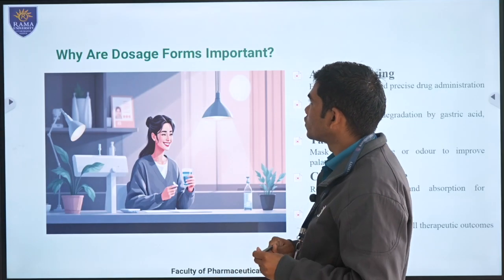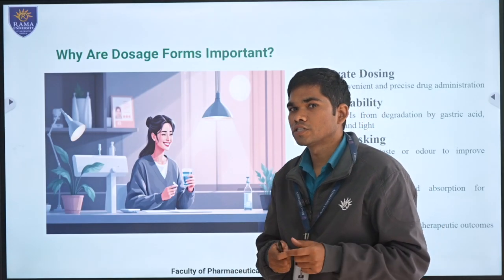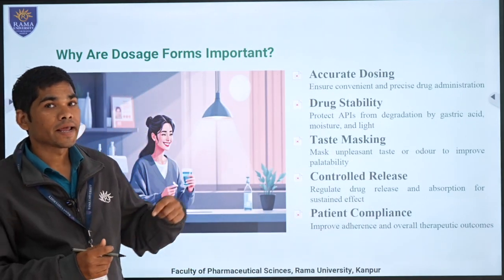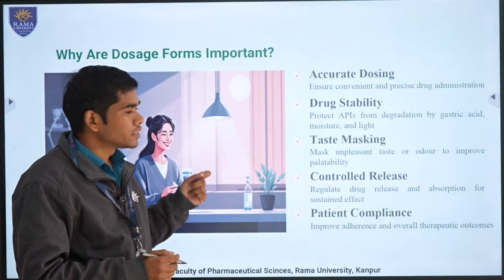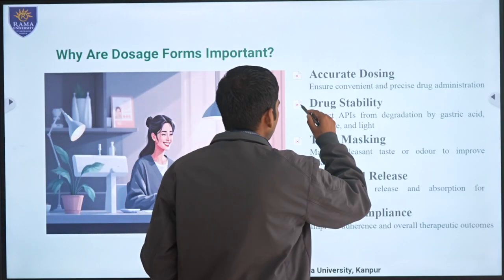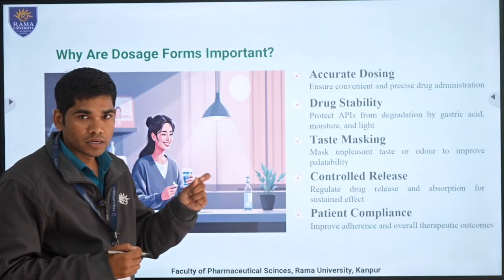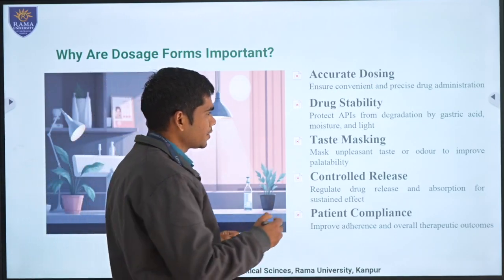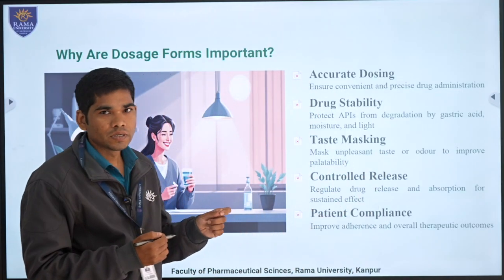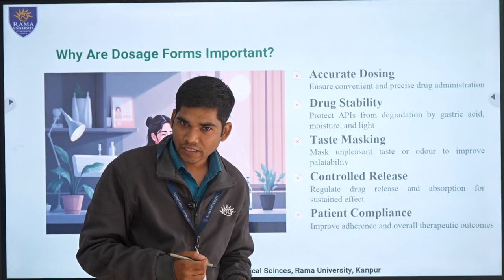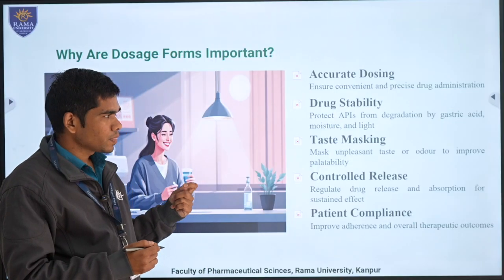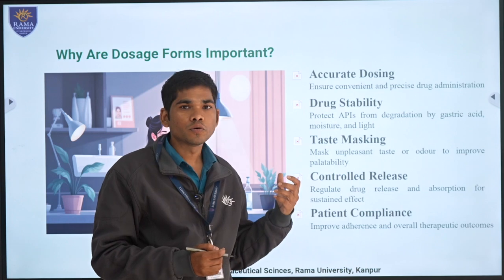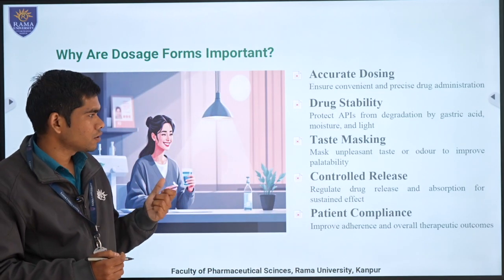Why are dosage forms important? The first question is, why are dosage forms important? Because the dosage forms provide accurate dosing and drug stability. When the drug enters into the body in a desired form, then it provides drug stability and taste masking. Of course, some APIs have a bitter taste, so some flavoring agents, like sweetening agents, are used to mask the bitter taste of the drug.